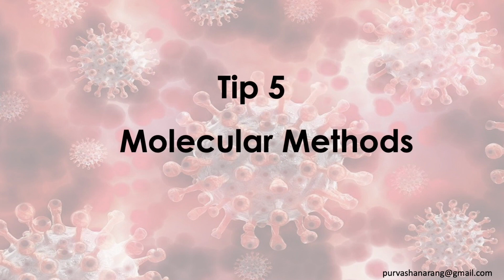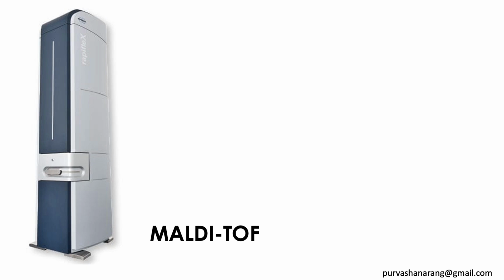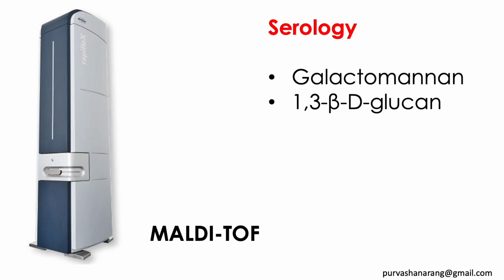Molecular methods and serology are purely adjuncts and usually not necessary unless the diagnosis is not confirmed or one suspects mixed infections. PCR is not available widely for this and is in experimental stages. The MALDI-TOF spectrometer can be used to identify the fungal species. And serology markers like galactomannan and 1,3-beta D-glucan, if found positive, rule out mucormycosis as against aspergillosis.